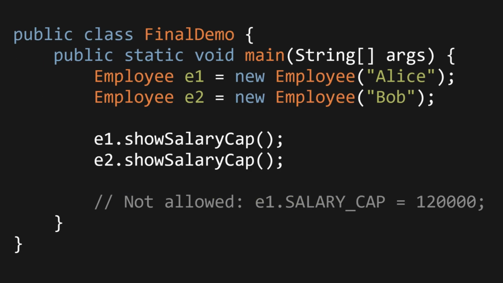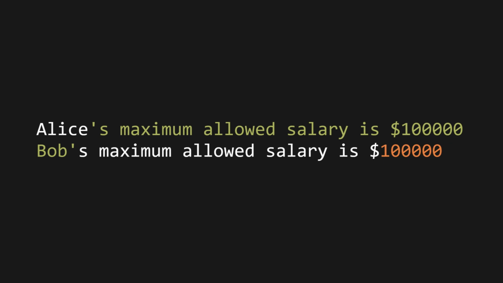Public class FinalDemo. Public static void main(String[] args). Employee e1 = new Employee("Alice"). Employee e2 = new Employee("Bob"). e1.showSalaryCap(). e2.showSalaryCap(). And the output will be Alice's max allowed salary is $100,000. Bob's max allowed salary is $100,000.